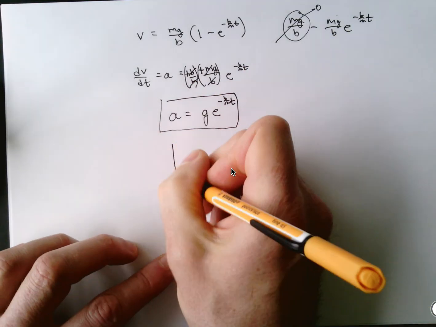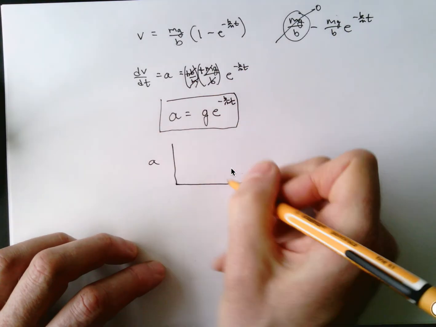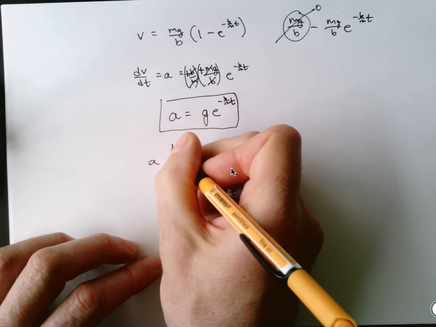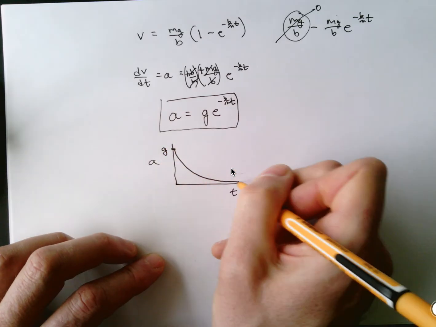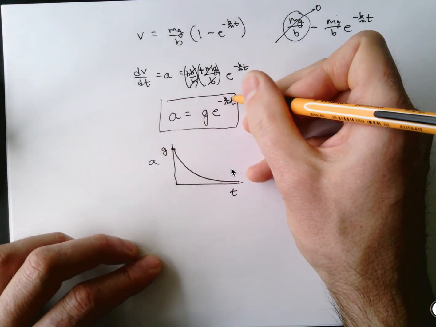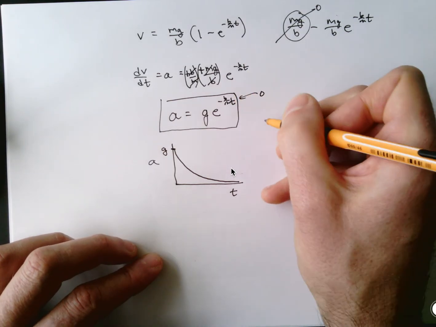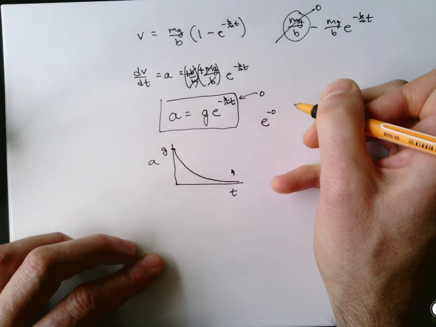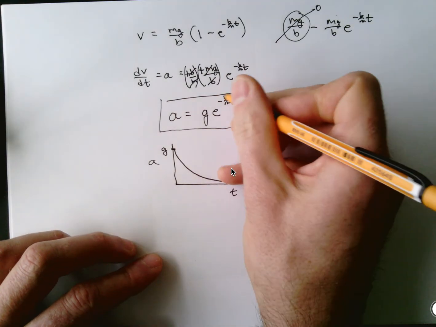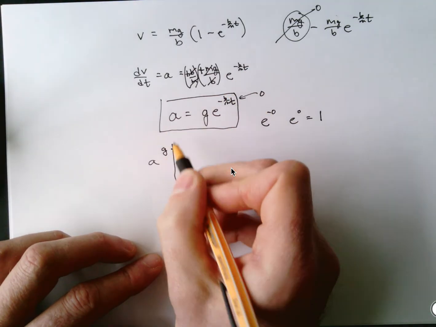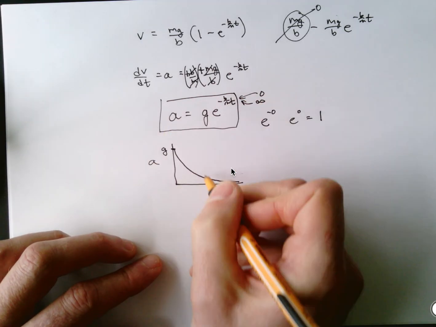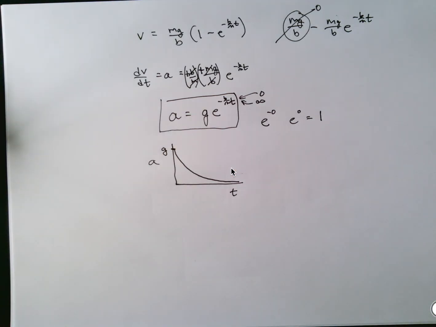Let's compare that to the graph I showed you at the beginning, the acceleration versus time graph. Remember we said it looks like this, but that initially it's equal to g, and then it drops to 0 after a very long period of time. Well, what if we put in a 0 right here for time? You're going to have e to the negative 0, same thing as e to the 0. Anything to the 0 power is simply equal to 1. If this is equal to 1, then at time 0, acceleration is just equal to g. And after an infinite amount of time, this is going to be equal to 0. So it matches our graph perfectly.